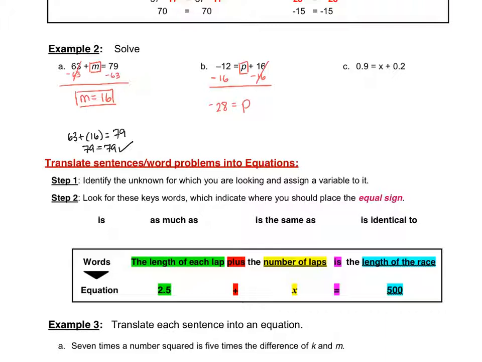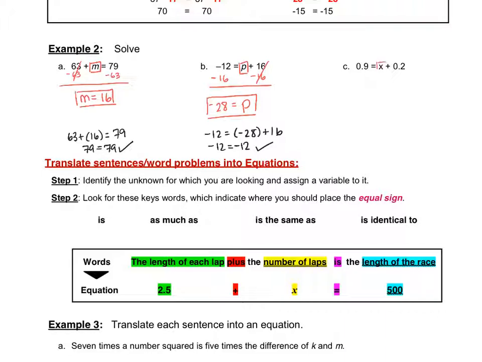So now I'm going to check my work on this negative 28. So negative 12 equals p, which is negative 28 plus 16. Negative 12 equals, those are different signs, so I subtract them to get 12, keep the sign of the bigger number, so negative 12 equals negative 12, so that's correct.